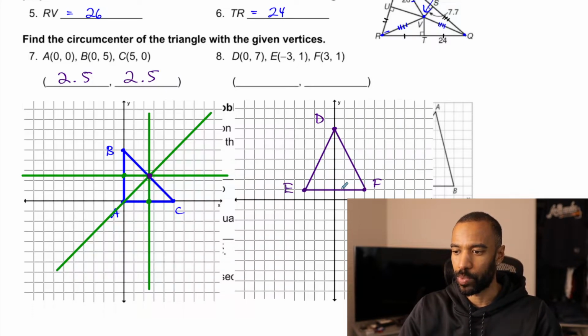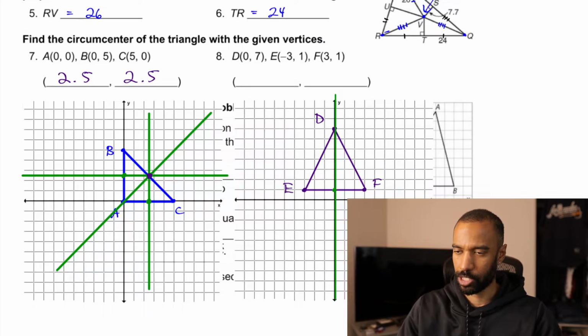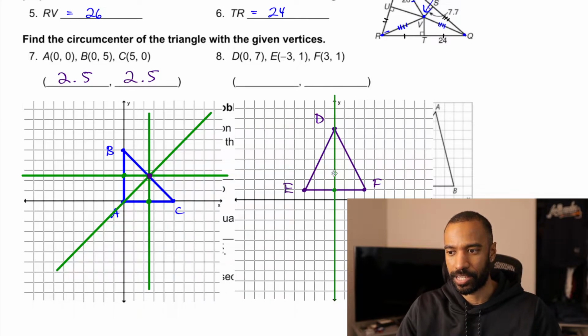So halfway in between these two is right at 0, 1 right here. And again, perpendicular to a horizontal line is a vertical line. So if I go ahead and start with drawing its perpendicular bisector, it'll look like that. So somewhere along the y-axis is the circumcenter of this thing. We got to find it.